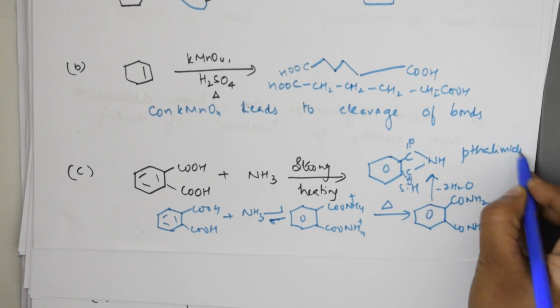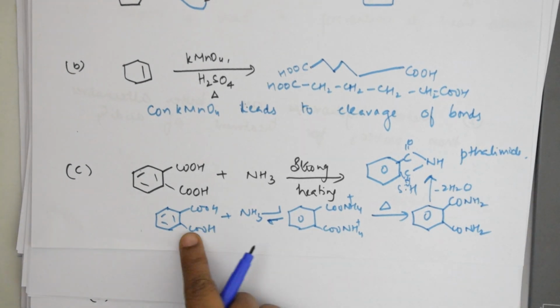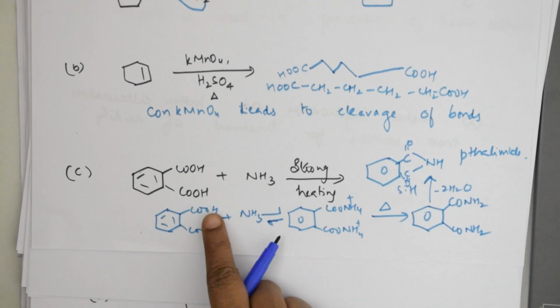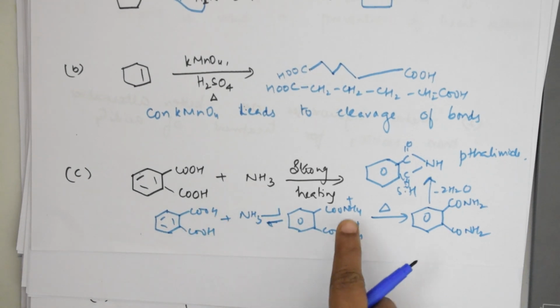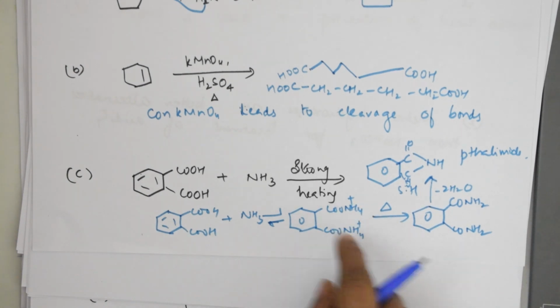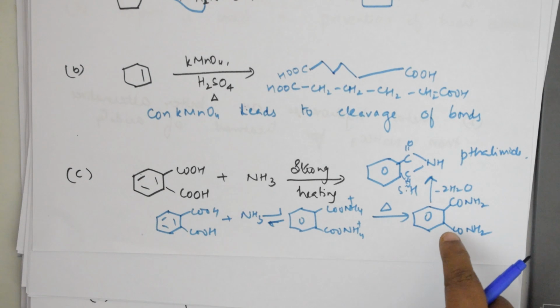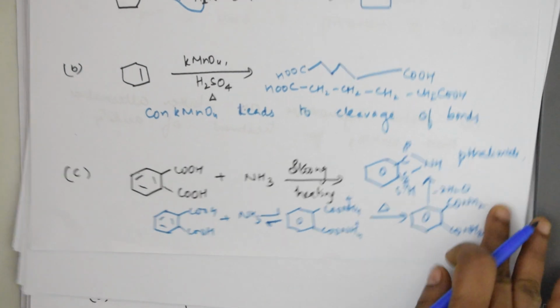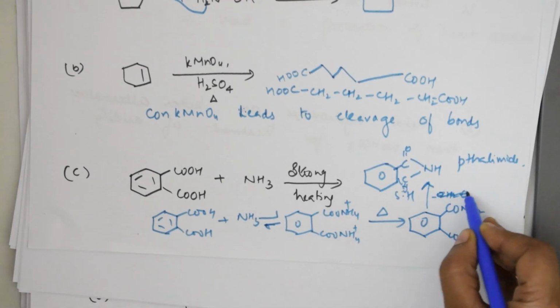This is the answer. Hope, students, this is clear. Phthalic acid plus ammonia, it's going to add around these two hydrogens and you get this intermediate product. On heating, it's going to form phthalimide, isn't it? So here what is happening? This one is not losing a water molecule.